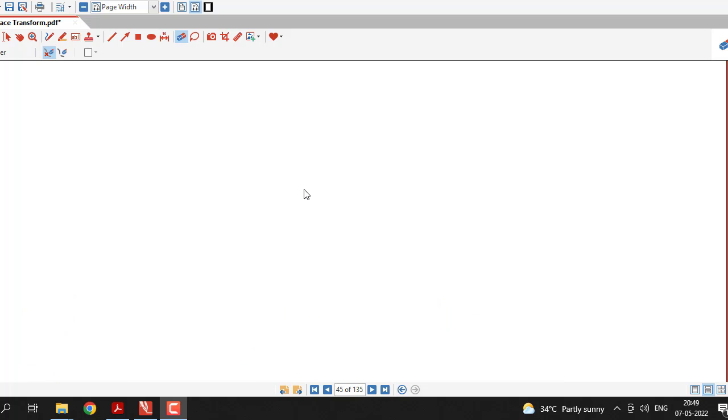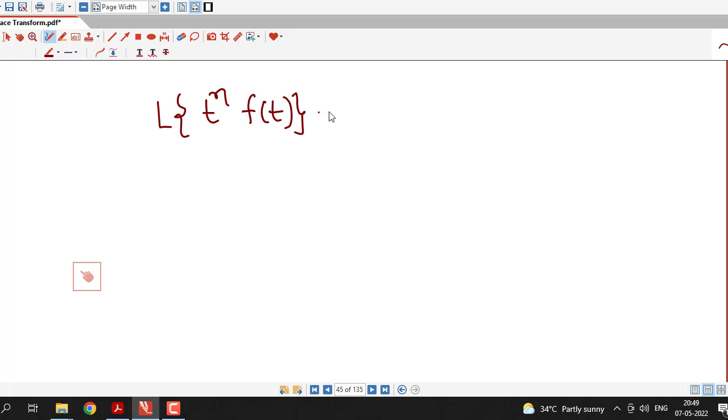We are familiar with multiplication by t raised to n. We know that if our function is multiplied by t raised to n, where n is a natural number, then Laplace transform of t raised to n times f of t is given by n times derivative with respect to s of Laplace transform of f of t.